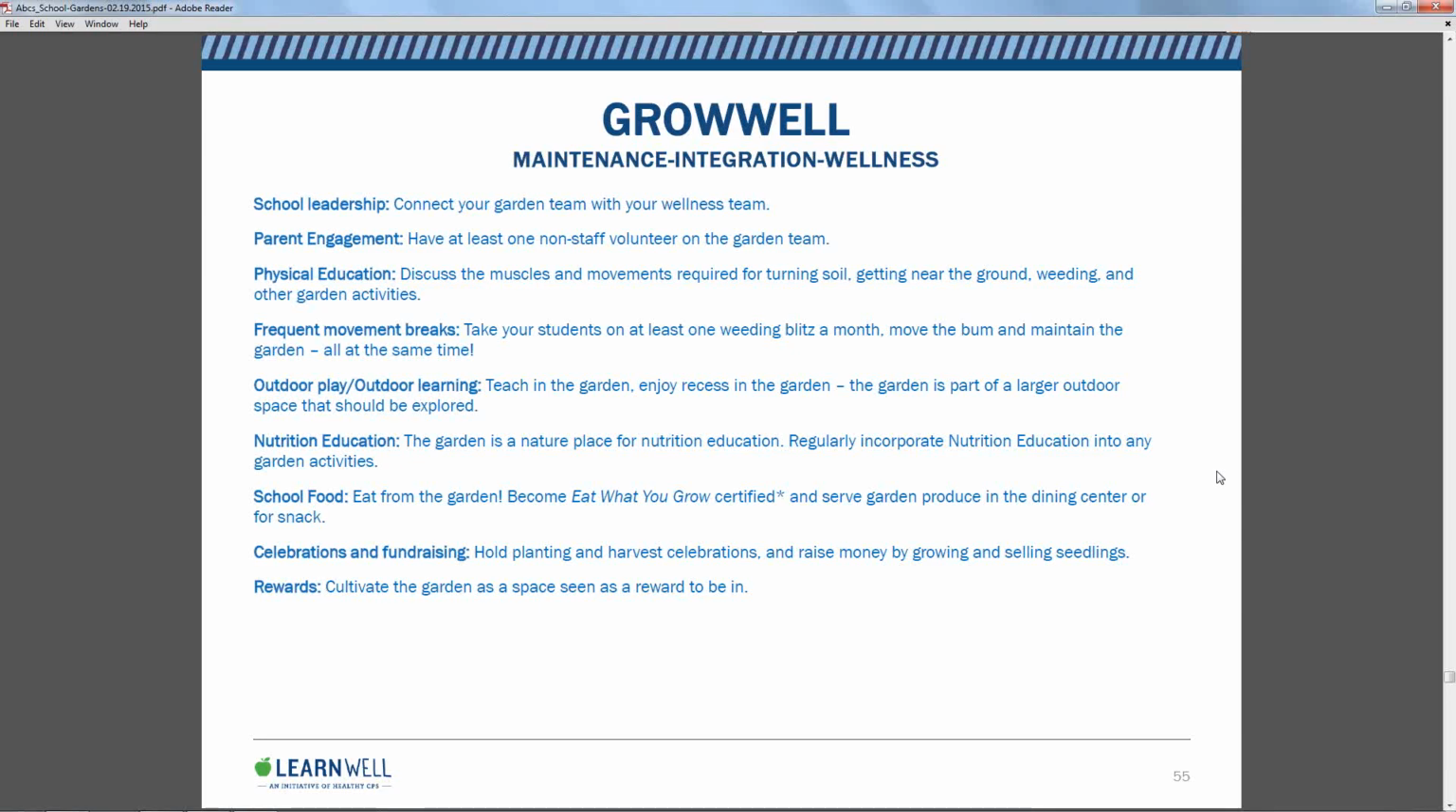We want to make sure that the garden is accessible during recess and during larger outdoor activities with the school, that the garden is being used for nutrition education, and that anytime you're in the garden, you're reinforcing nutrition lessons about the nutritional benefits of the various items that you happen to be growing. And as Principal Heitkamp mentioned, your garden can be used to enhance the school meals. The Eat What You Grow program is what we've developed to facilitate that. It's a food safety training program that I'll touch on a little bit later, but it allows school garden produce to be served in the dining center.